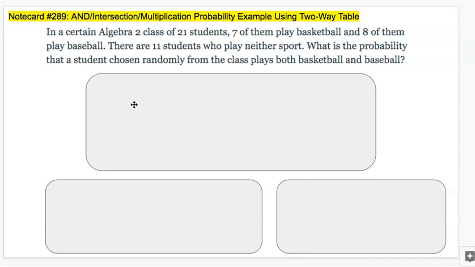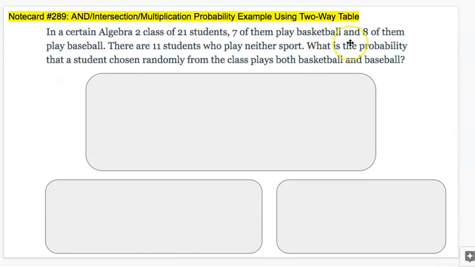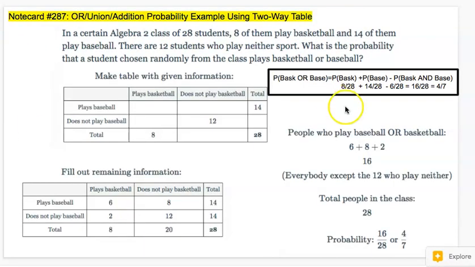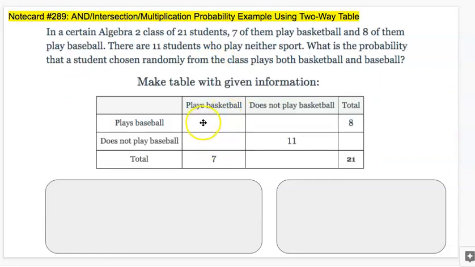We have an Algebra 2 class of 21 students, 7 of them play basketball, and 8 of them play baseball, and there are 11 students who play neither. And so this is really similar to this other example that I did. And it says, what is the probability that a random student that's chosen plays both basketball and baseball? And the last one we did was or. Okay, it was an or problem. And those, I love the formula. Ands, not so much. Okay, so we need a table, and you fill in what you know.